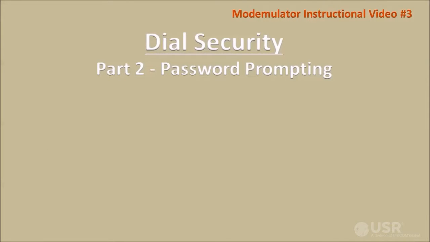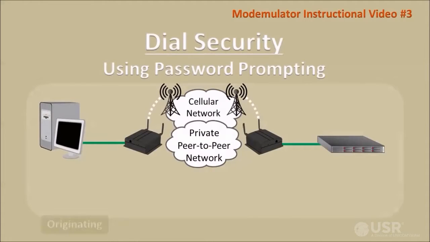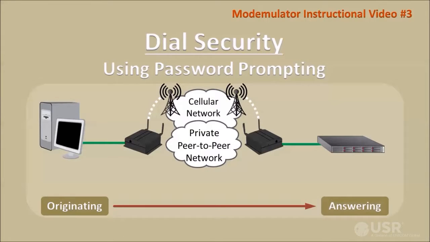Part 2 of this video will explain how password prompting works and how to enable it. The user or application at the originating end wants to use a modemulator to originate a connection to the answering end. The user or application starts by sending a dial command to the originating modemulator.